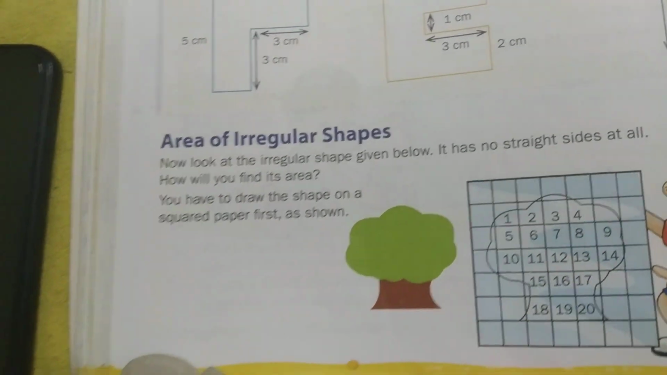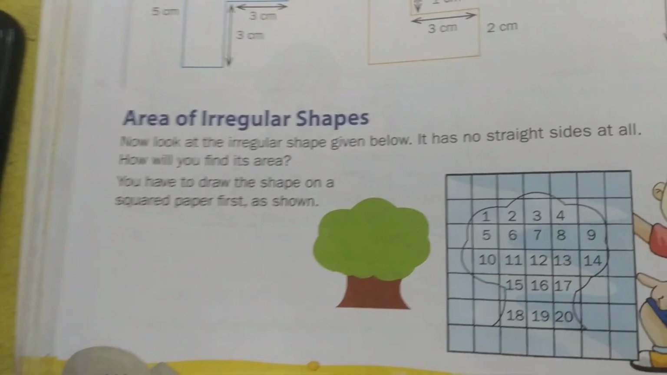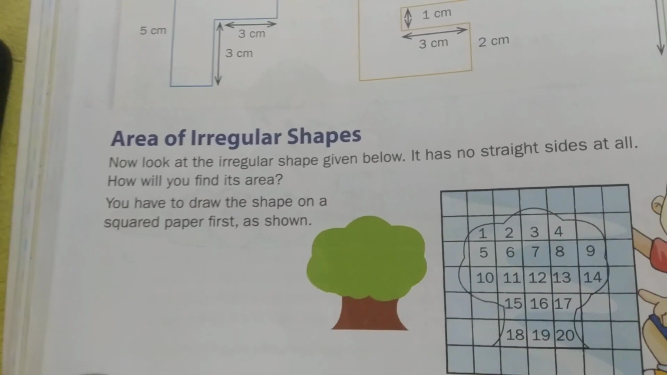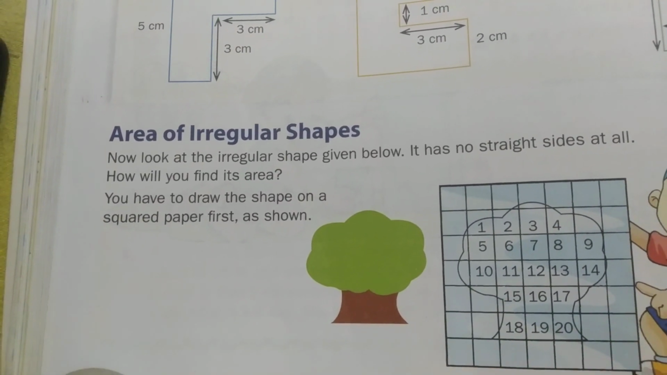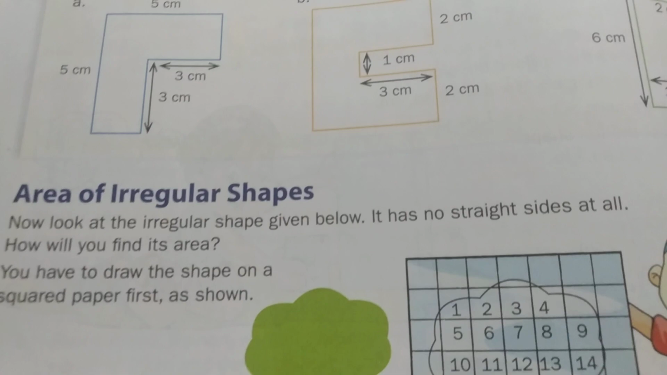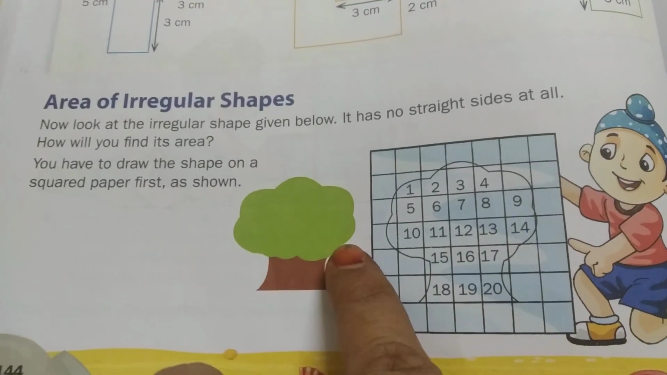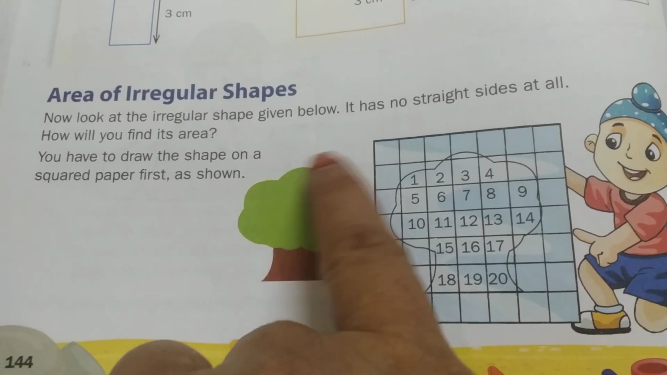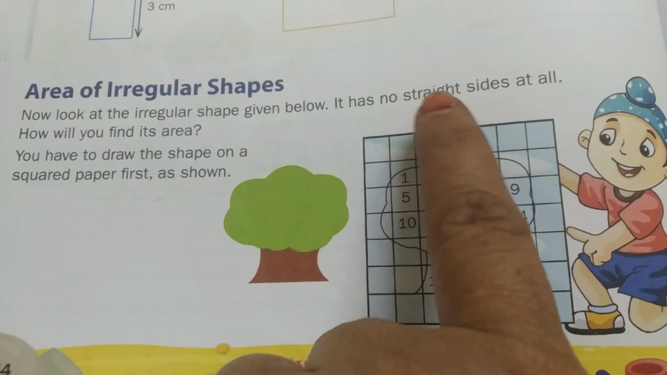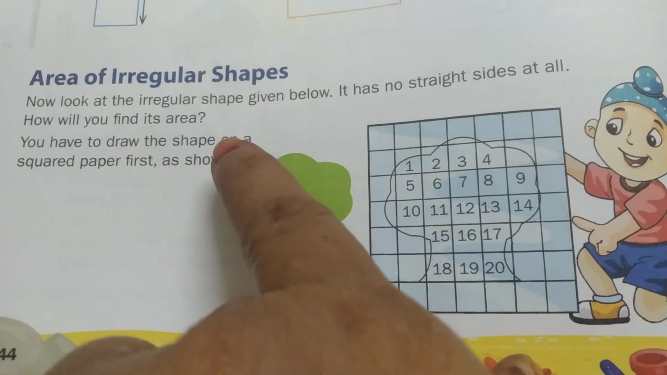Open your textbooks, page number 144. So we have finished my practice time too. Here we are seeing area of irregular shapes. Are you seeing this tree? So now look at this irregular shape given below. It has no straight sides at all. How will you find its area?